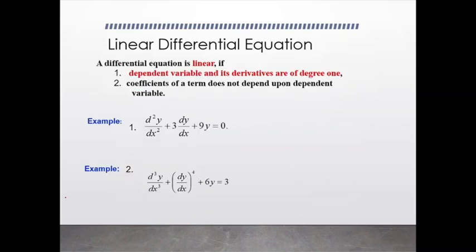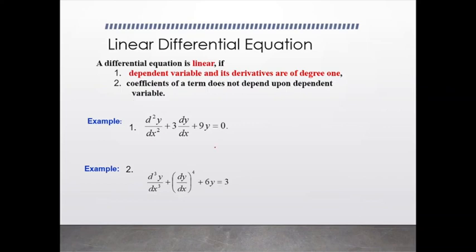Okay, so next is the linearity of differential equations. A differential equation is linear if it follows these two conditions. First, the dependent variable and its derivatives are of degree 1. So the exponents of the derivatives are all 1. And second, the coefficients of a term do not depend upon the dependent variable.